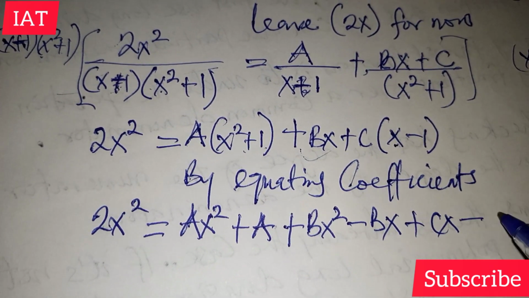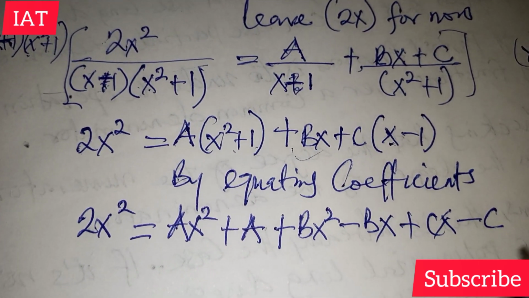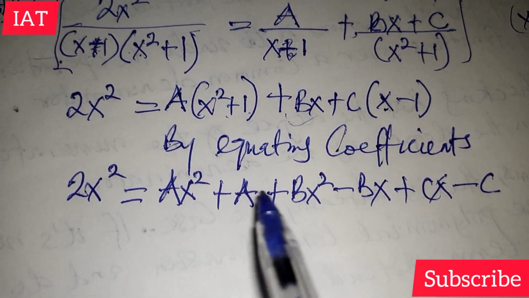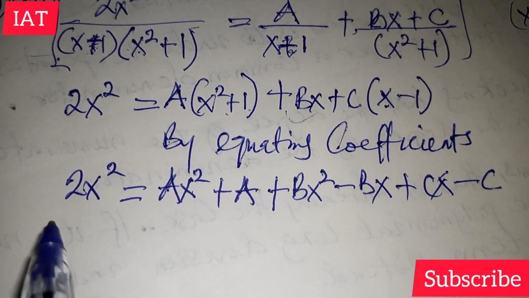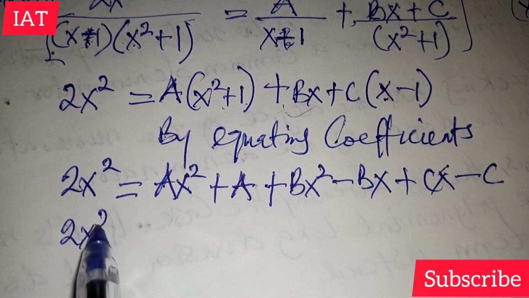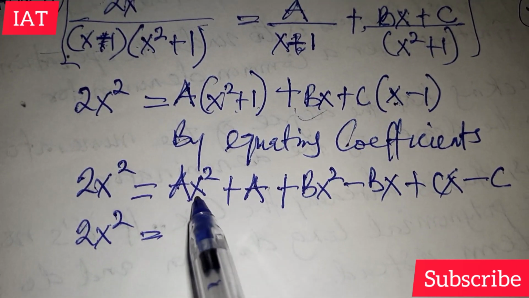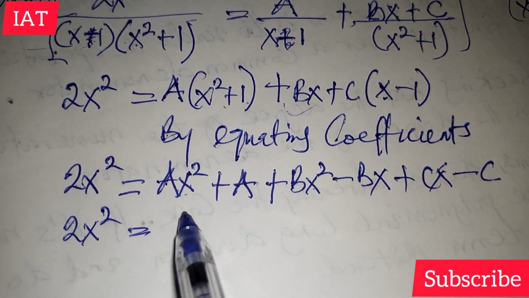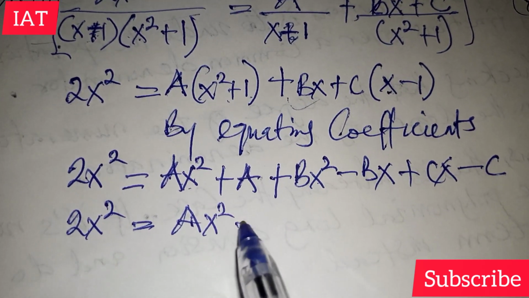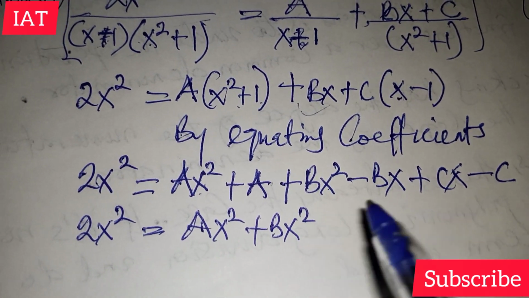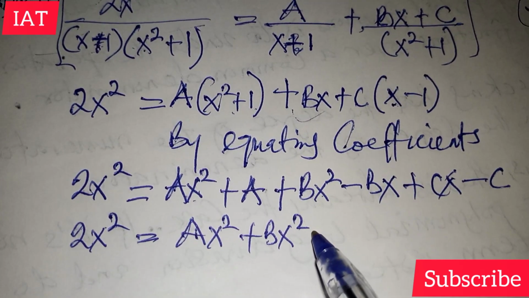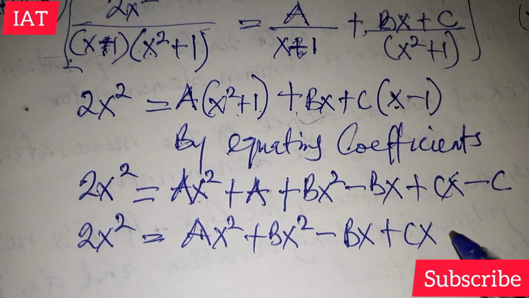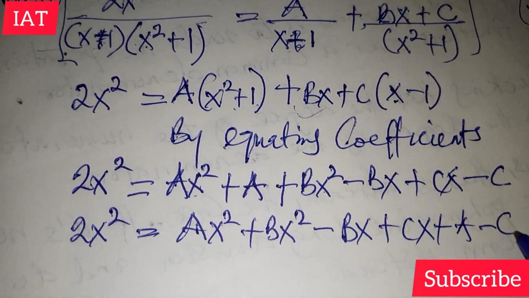All right, so what we need to do at this point is to collect terms here before we start doing the equating of coefficients. So 2x squared will be equal to, I can see that we have x squared here, so let's write them down: ax squared plus bx squared, and we're having the one that contains x: minus bx plus cx, and this one does not contain x, so we have a minus c.